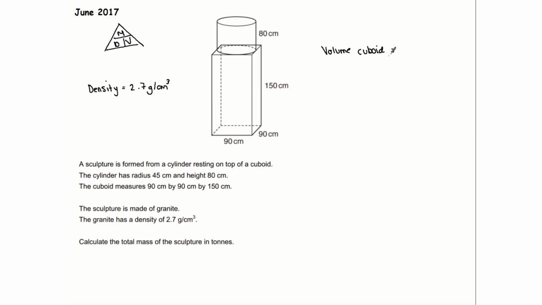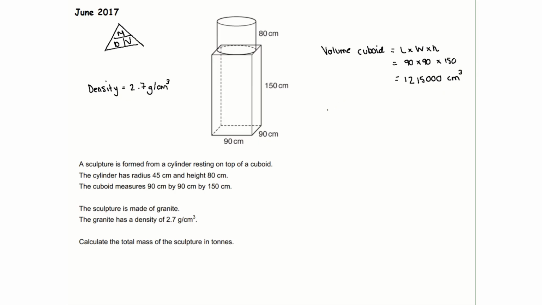To work out the volume of a cuboid, if you remember, we're multiplying length times width times height. So I'm going to do 90 times 90 times 150. All of these are in the same unit, so I don't need to do any conversions, and I just multiply them all together. I'm just going to write down the value that I get. And remember, it is in centimetres cubed.